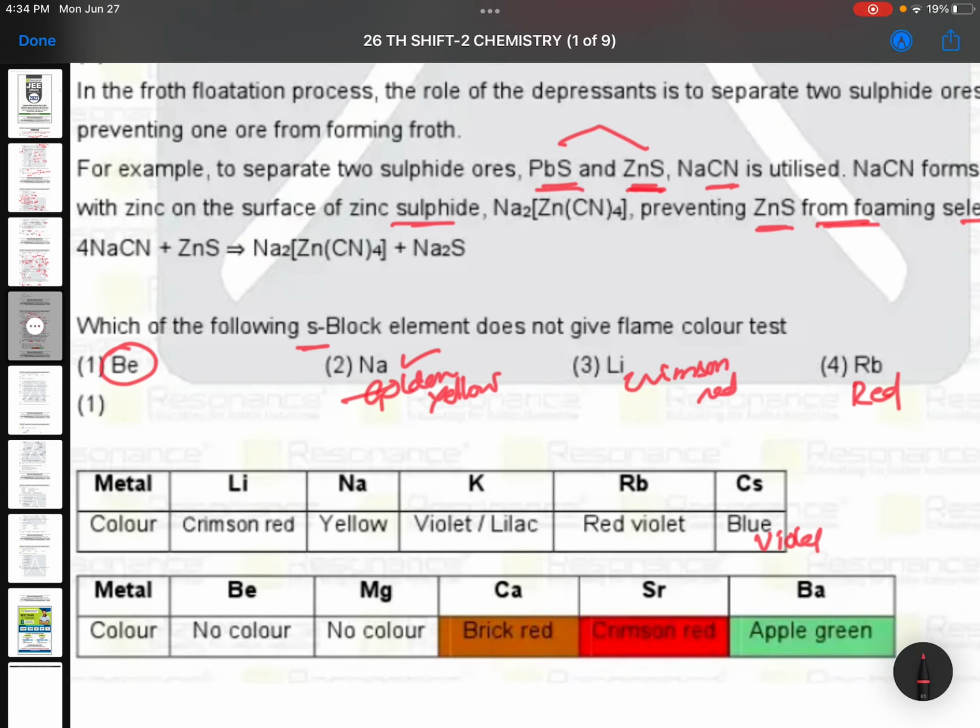These colors you can remember like BCA colors. BCA, there is a course, no? Brick red, crimson red and apple green. So the answer here is beryllium, and the option can be magnesium also if it is given.